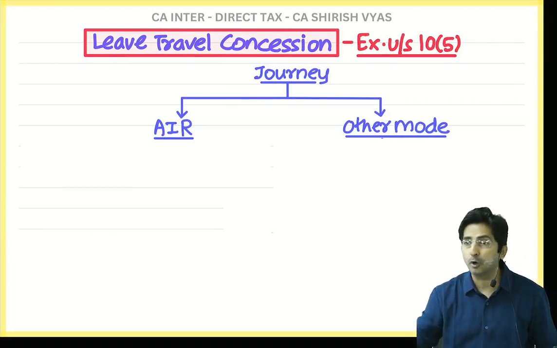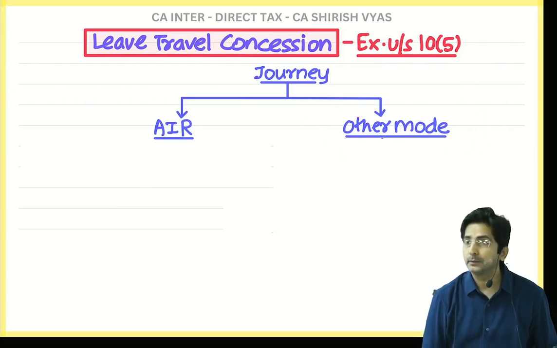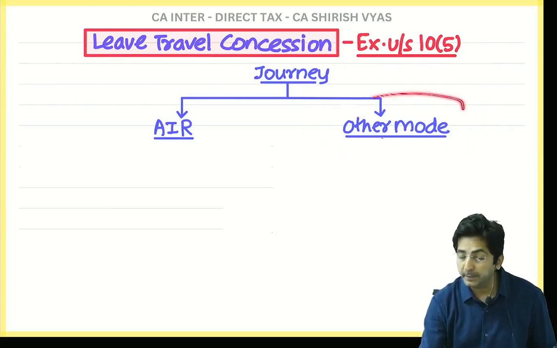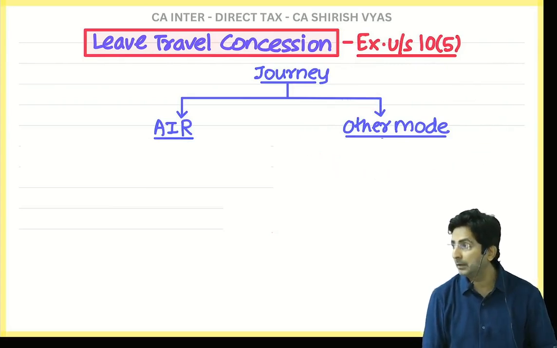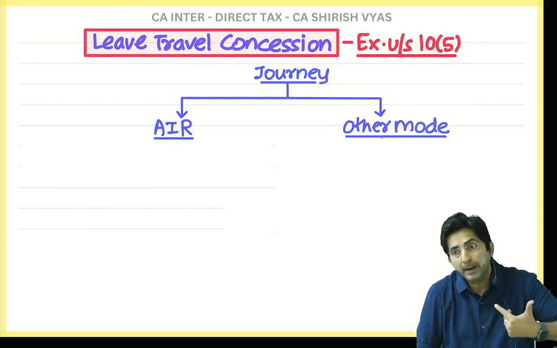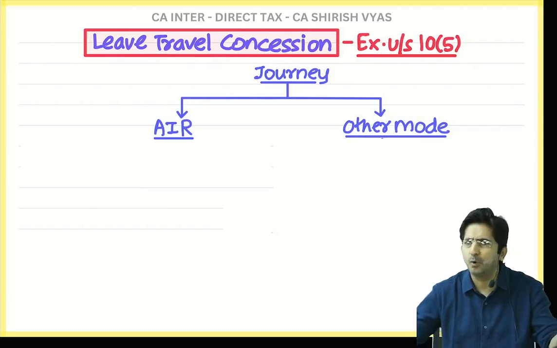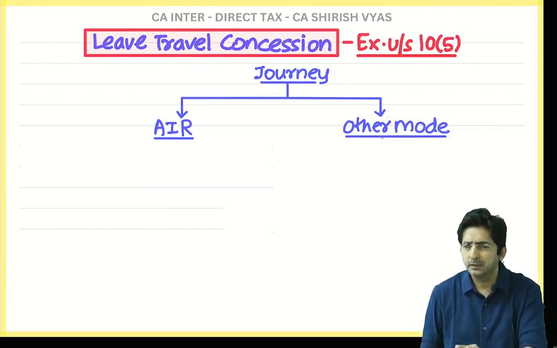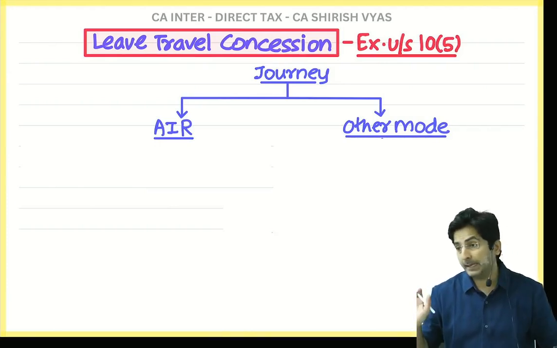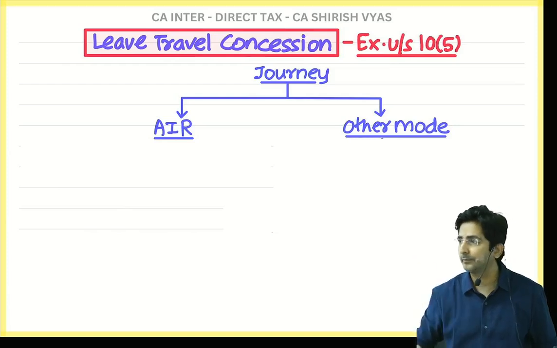But imagine the employee has not gone by air. He has gone by another mode. Other mode can be anything. What are the other modes of travel? Roadways, you can travel by bus, you can take your private car, you can hire a car. Many people hire a car and go by private car, or you can go by train. There are many modes. But see what the law says: by any mode you travel, the exemption amount will be first class AC rail fare.